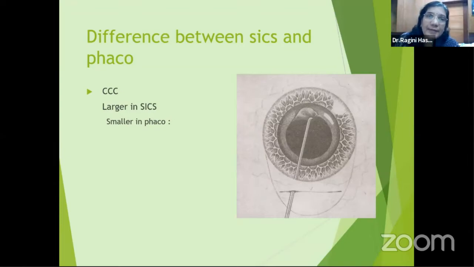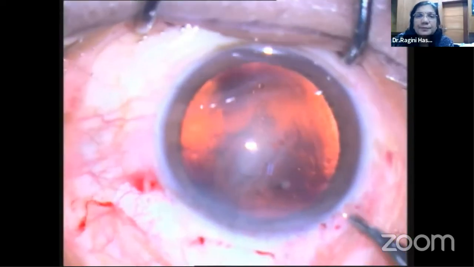One must know the difference between the CCC in SICS and phaco, because sometimes it so happens that I'm doing a few SICS surgeries in a day and I'm doing phacoemulsification also. So I have to be very conscious to remember that the capsular access should be larger in SICS than in phaco, because if it is small, the nucleus cannot be brought out of the capsular bag, and hence the CCC in SICS essentially is larger than in phaco. That is a very important thing to remember.